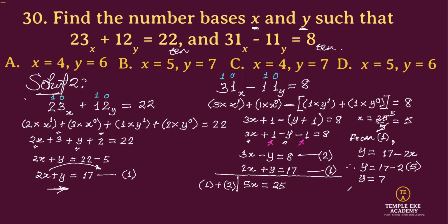And of course, in the final analysis, therefore, x equals the value 5 obtained, and y equals the value 7. Our final answer. This is very simple. And this is actually the option B right there.